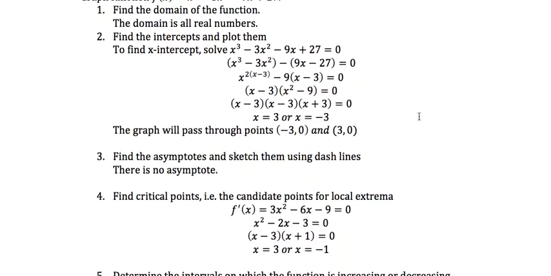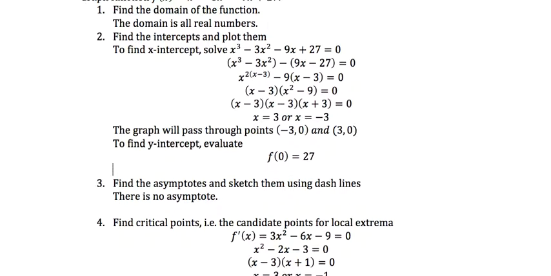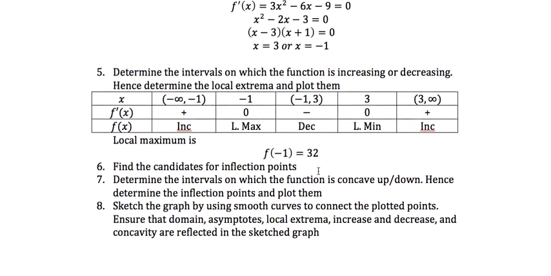Okay, let's see. In step 2, we forgot one step, to find the y-intercept. To find the y-intercept, we just need to evaluate f(0), which is 27. So we can say the graph passes through point (0, 27). This is a step we missed at step 2. Well, now I fix it.